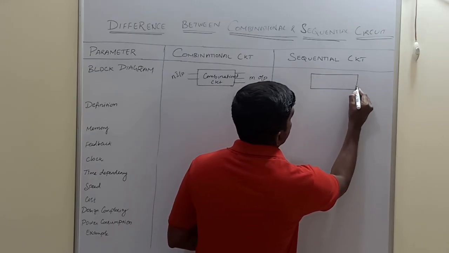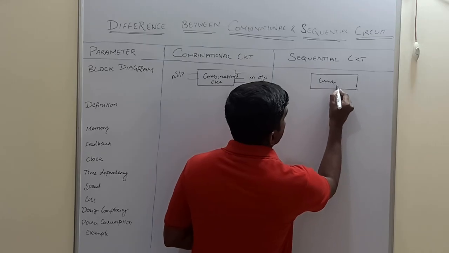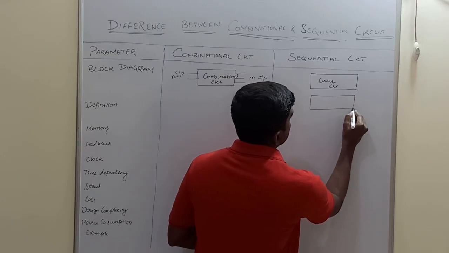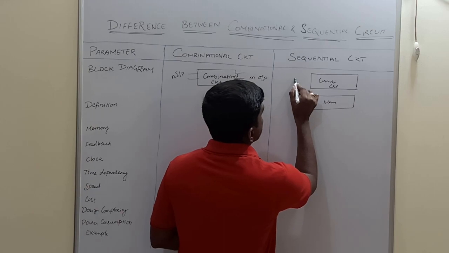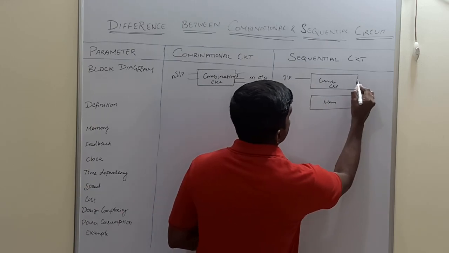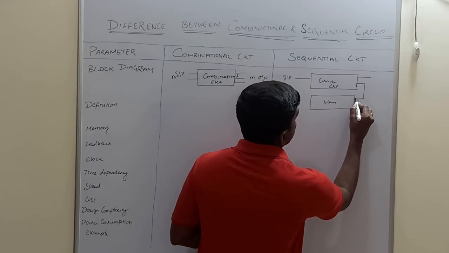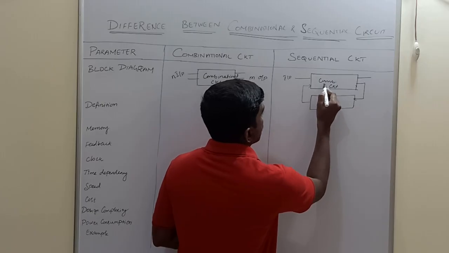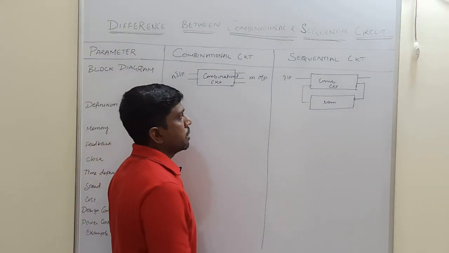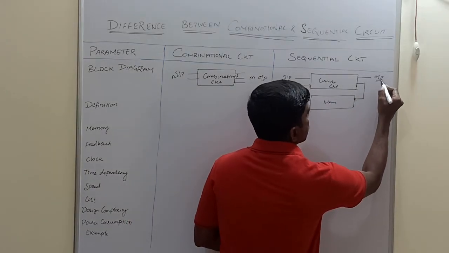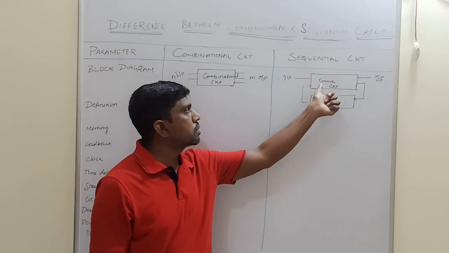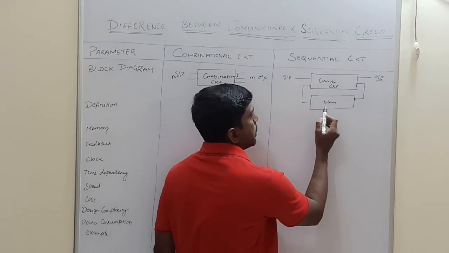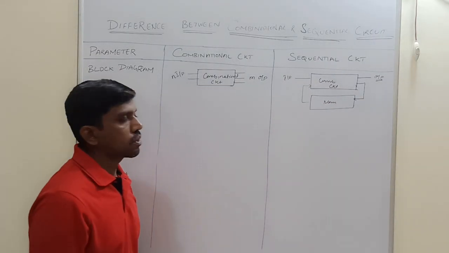This sequential circuit consists of a combinational circuit along with memory. It's an input. This output is feedback to memory. The next input to the combinational circuit comes from the memory. So this one is the output. This sequential circuit consists of both a combinational circuit and a memory unit. Here the output is feedback to memory, and the memory value is given to the input of the combinational circuit.